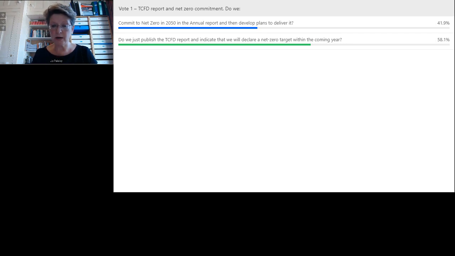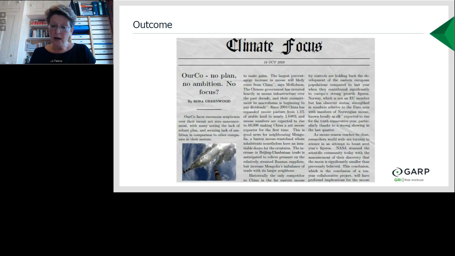Well, what's the outcome then from publishing that TCFD report and indicating you're going to declare the net zero target within the coming year? Unfortunately, quite a lot of skepticism. So with no target set, we're seen as a long way behind our competitors. And there are league tables now being published externally on these targets, and many of our employees also have expressed disappointment and question whether this is a good place to work.